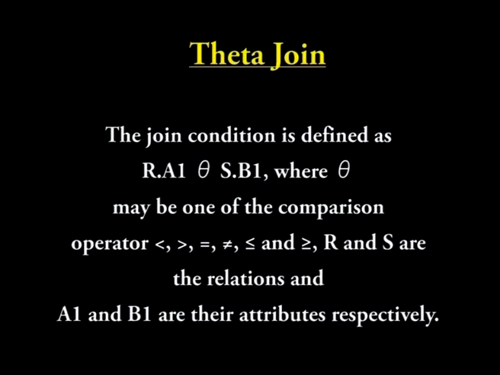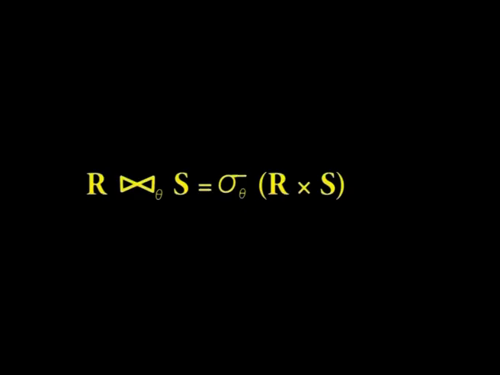And here R and S are the relations and A1 and B1 are the attributes respectively. In terms of selection and Cartesian product operations, the theta join operation can be represented as shown.